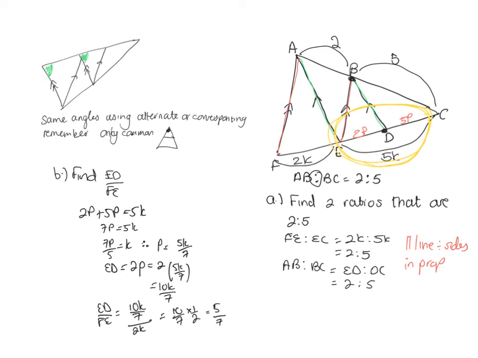Okay, so you have to remember that you're writing the ratios with K's or P's to make them equal, and then you equate it. You can't have P's and K's equal. Okay.